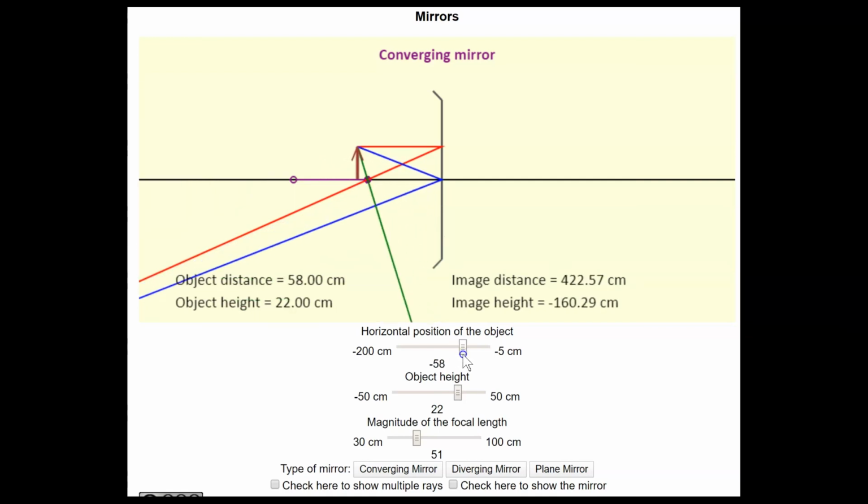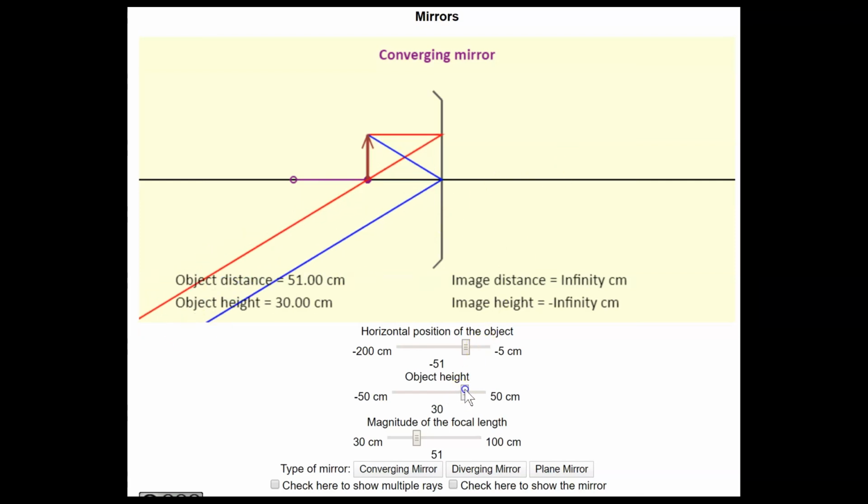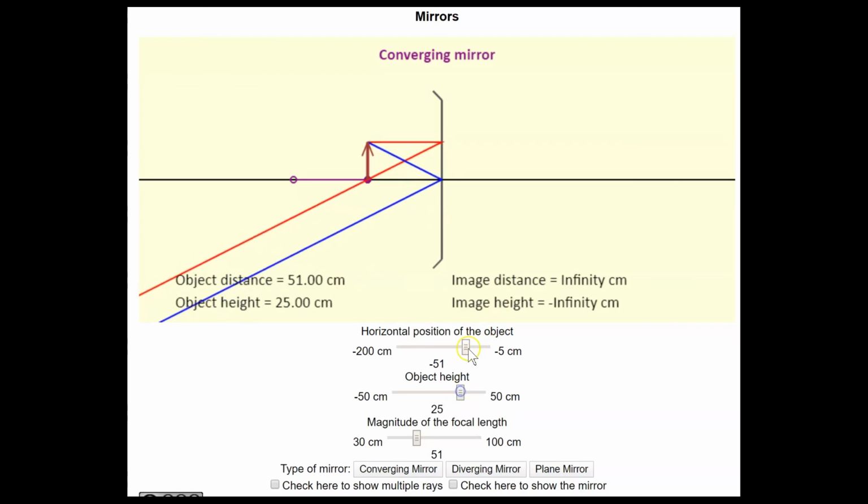When is it at infinity? At the focal point. And at the focal point, if I can get it there, you see that the rays are parallel. Remember the railroad track analogy that I used. So now the image is focused at infinity. As I cross that singularity point at the focal point here, the image goes from positive infinity to negative infinity.